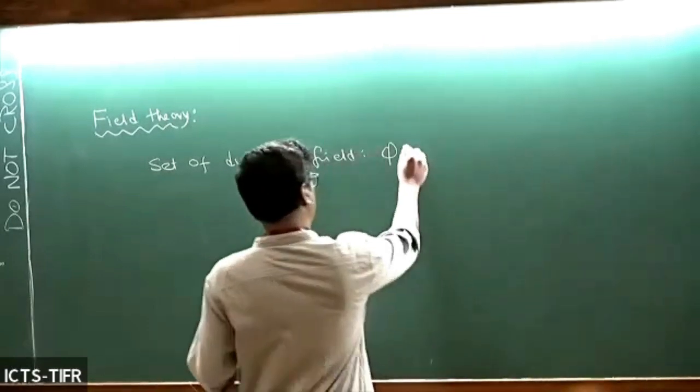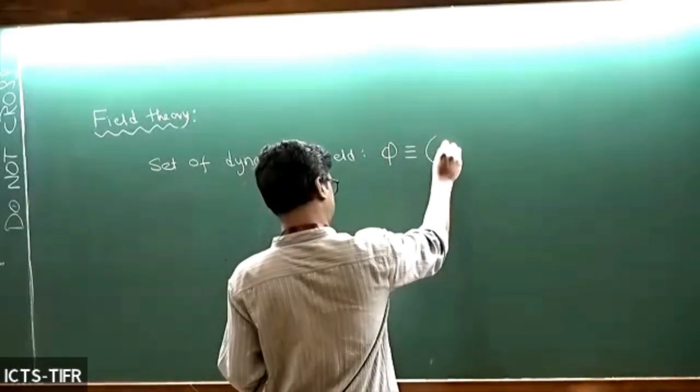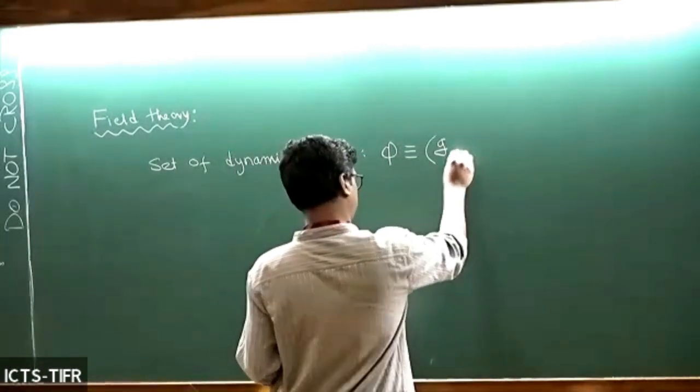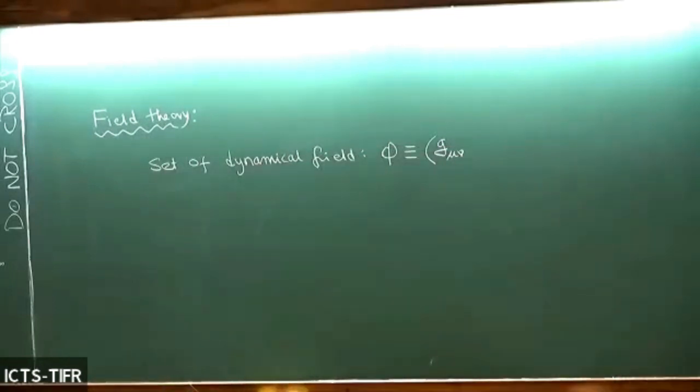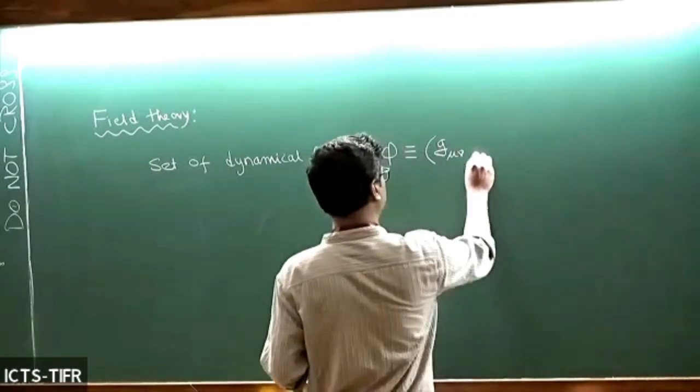It may carry indices if it is, let's say, a Yang-Mills field or a vector field. It may have extra space-time indices as well as internal indices. But for the purpose of simplicity, I will not put indices on this, okay? And for our purpose, this set consists of, of course, the metric, because we want to look at a dynamical theory of gravity, particularly general relativity. So the metric is also something which you are going to vary. And possibly if there are other fields, okay?